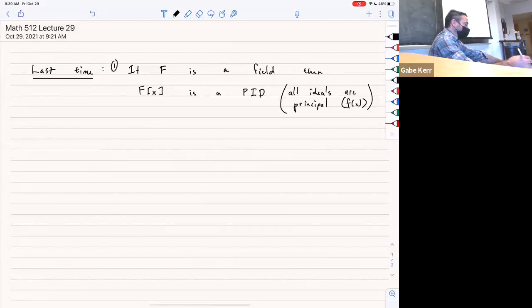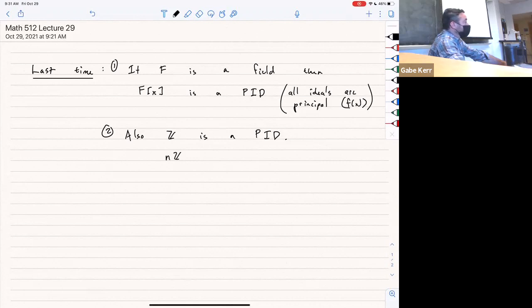That was last time. Of course, the same is true for integers. And that follows from the fact that we've classified all the subgroups. They're just generated by a single element. So we had that n times the integers is a subgroup, and it's easy to see that this is an ideal. Ideals have to be subgroups, so it's the only possibility.